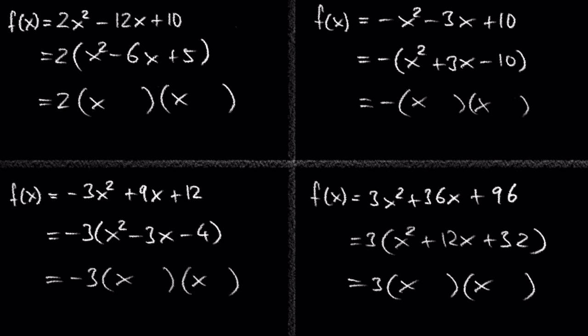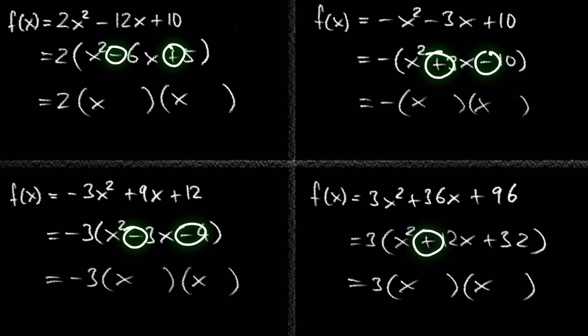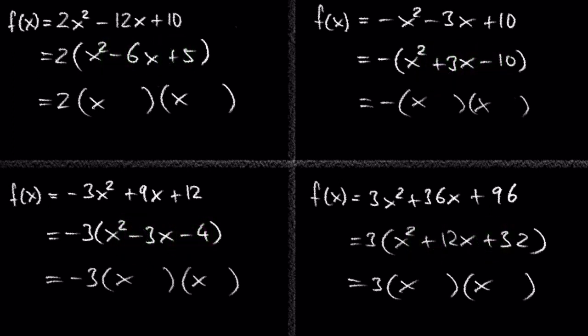We see that we have 4 different cases according to the signs in front of the x and in front of the constant. In the first example, we have a negative sign in front of the x and a positive sign in front of the constant. In the second example, we have a negative and a negative. In the third example, we have a positive and a negative. And in the fourth example, we have a positive and a positive. Now, how can we find these numbers?